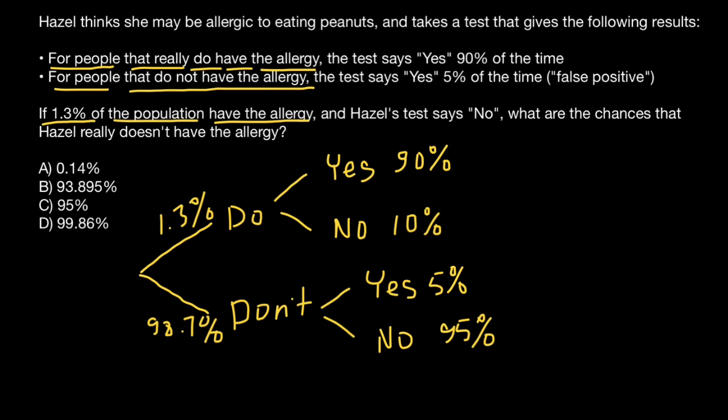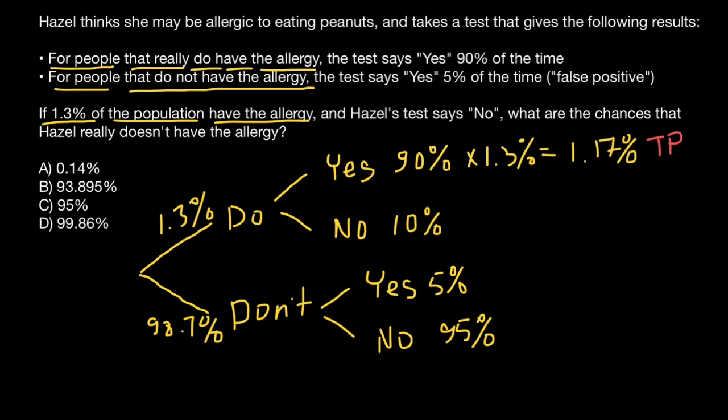With the next step, we just have to multiply these frequencies. For example, here and here. This frequency with this and this. So we have to multiply by 1.3% here, and we are going to get 1.17%. And this is going to be people who are true positive. They have allergy and the test shows that they have allergy.